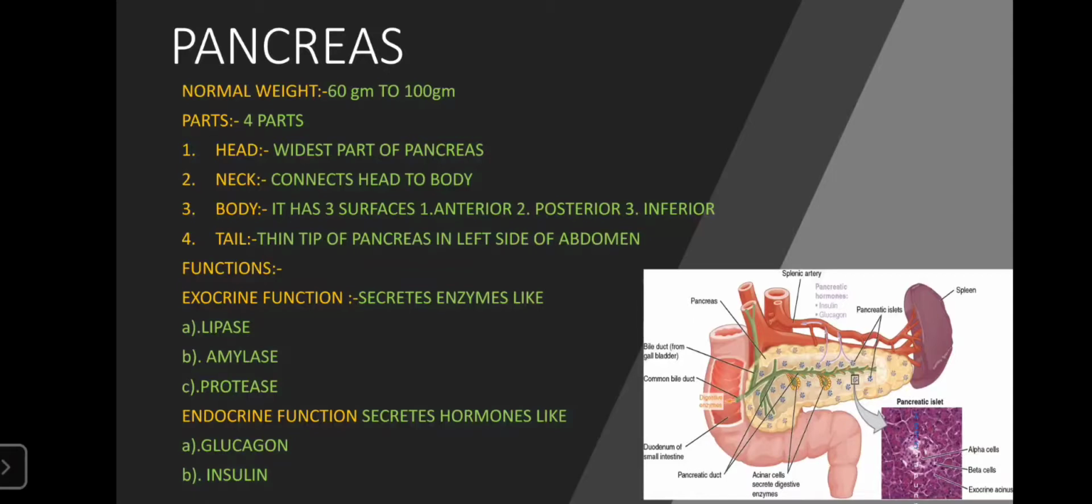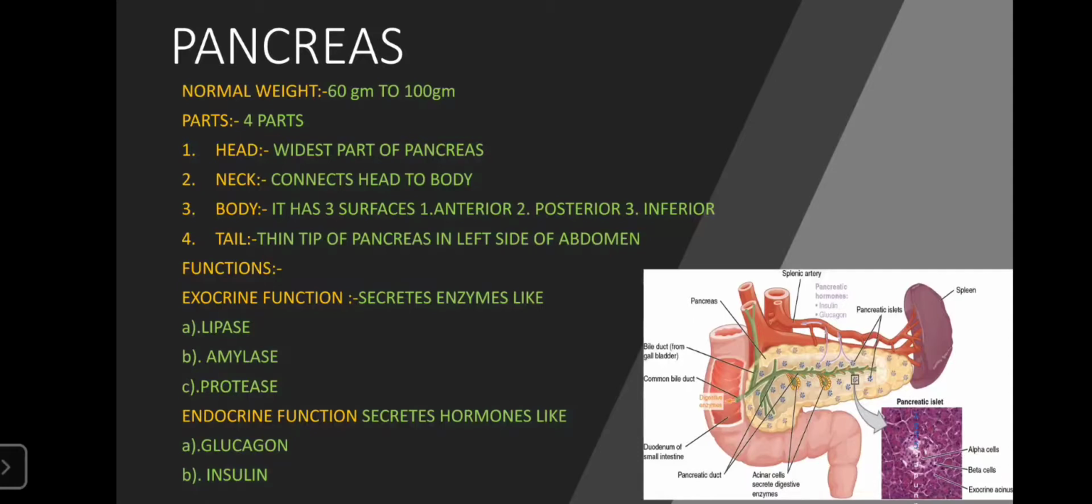First is head, which is the widest part of the pancreas and lies in the duodenum. The second part is the neck, which connects the head and the body of pancreas. The body of pancreas has three surfaces: anterior surface, posterior surface, and inferior surface. The tail of pancreas is a thin tip of pancreas in the left side of abdomen.